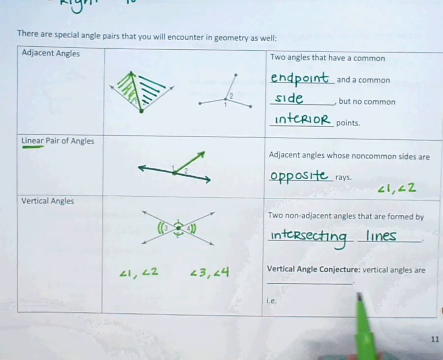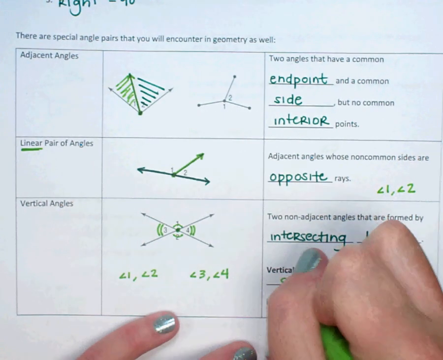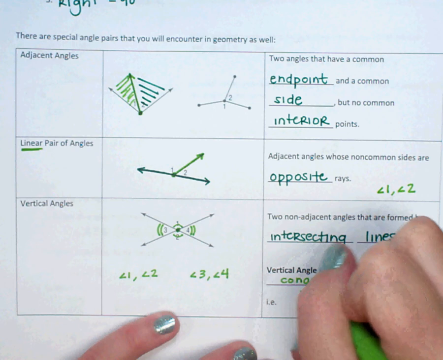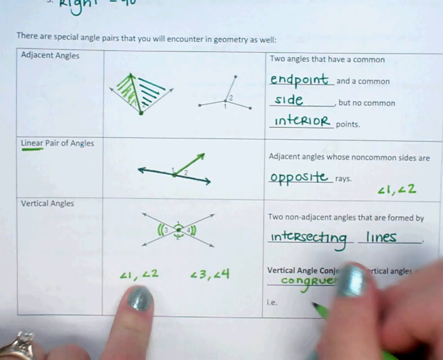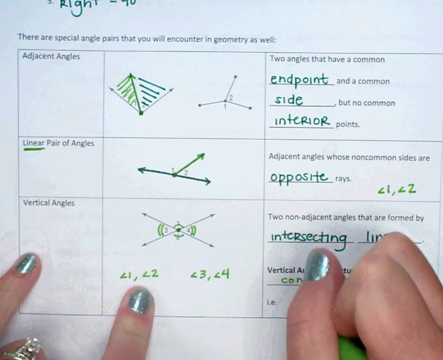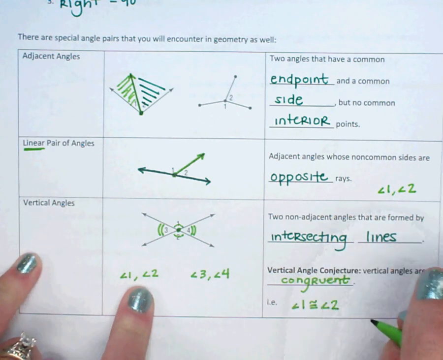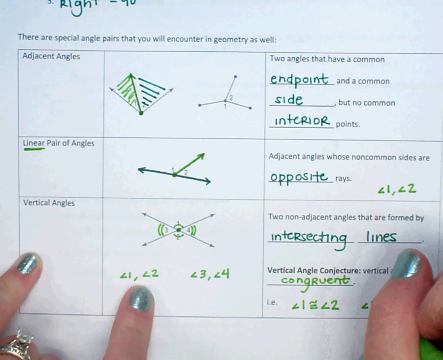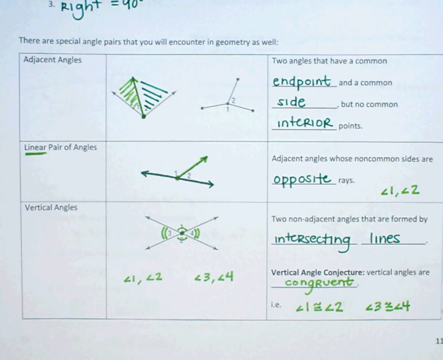Now, our vertical angle conjecture says that all vertical angles are congruent. Okay, so not only are 1 and 2 vertical angles, but angle 1 is congruent to angle 2. Their measures are equal. And angle 3 is congruent to angle 4. Okay.